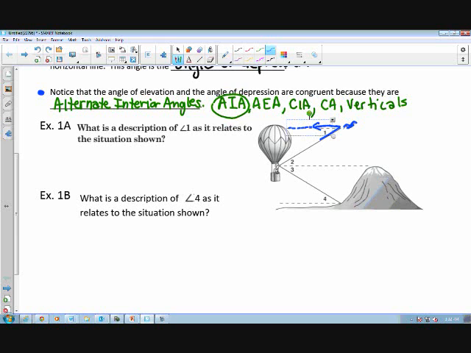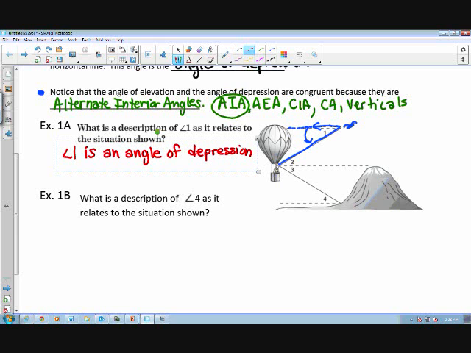And the bird is apparently looking down to, who's he looking down to? Oh, the person in the hot air balloon. So if you're looking down, this would be an angle of depression, goes down. So angle 1 is an angle of depression. Okay, but we don't stop there. We keep going from the bird to the person in the hot air balloon.